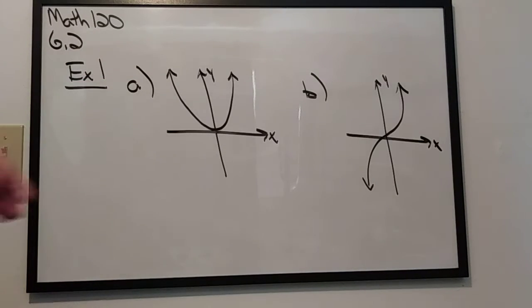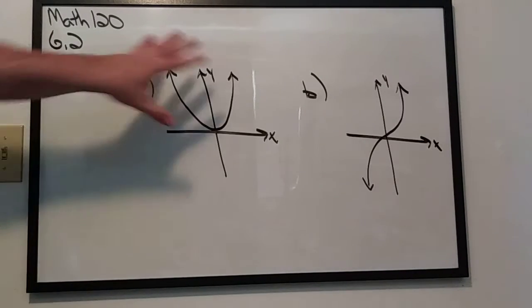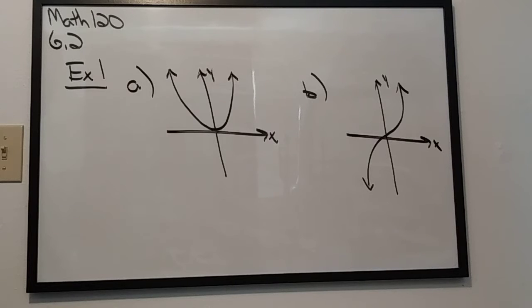In example 1a, I've given you a graph. So go ahead and draw that graph on your handout. And the question here is whether or not this graph is representing a one-to-one function. And we're going to use the horizontal line test to determine that.